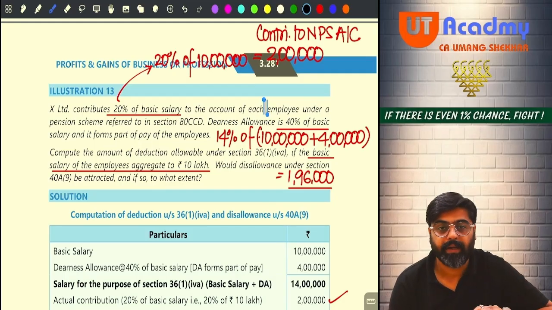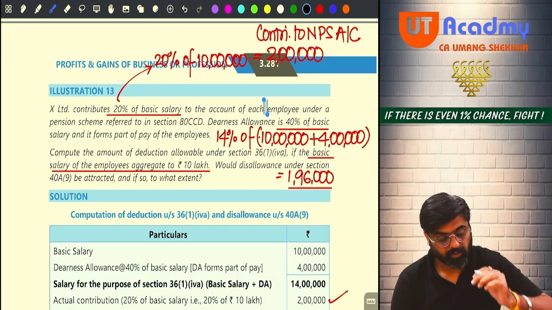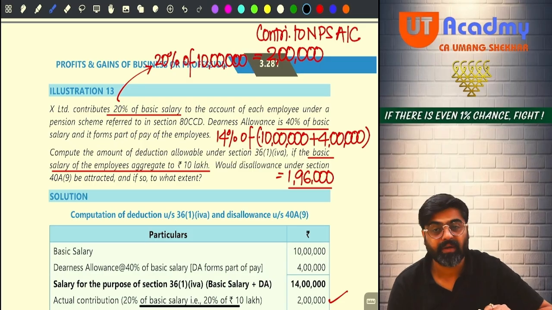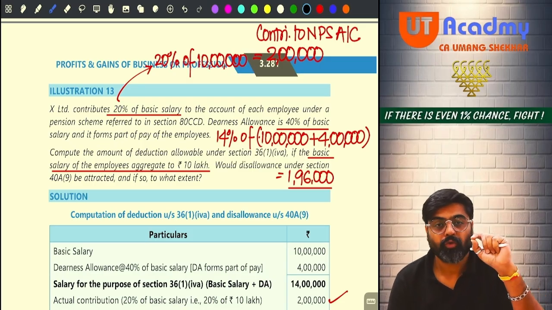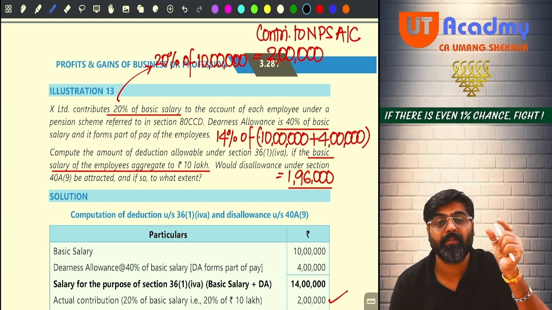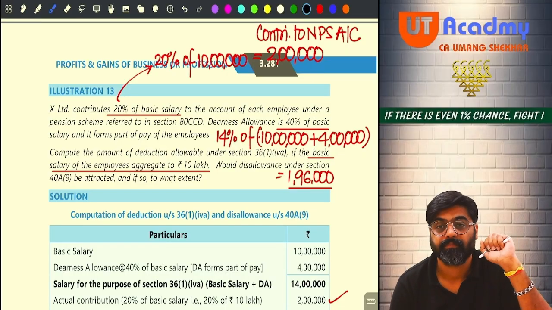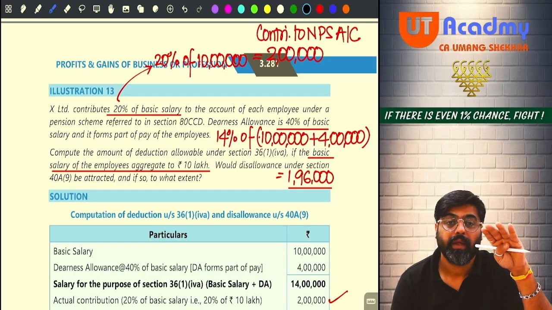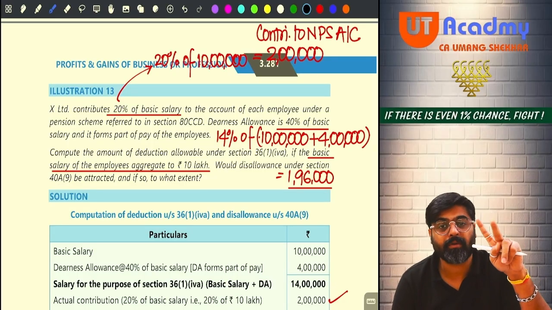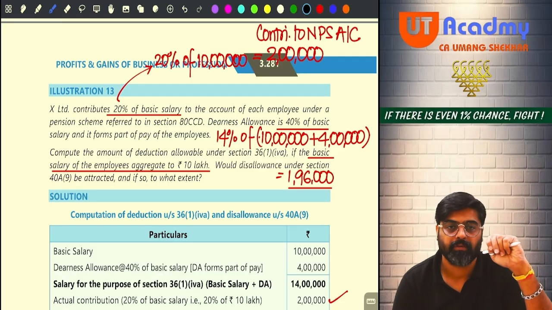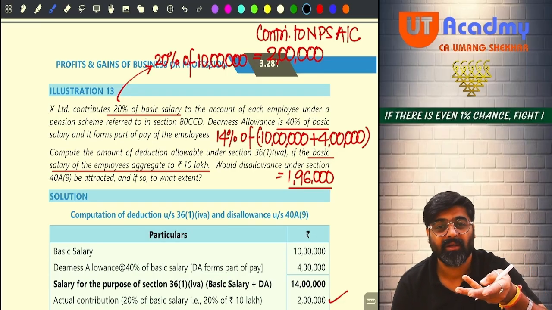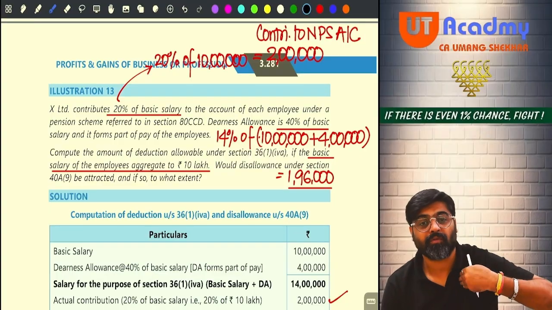X Limited contributes 20% of basic salary to the account of each employee under a pension scheme referred in section 80CCD. So the pension scheme which is referred in 80CCD, the name of that pension scheme is NPS, National Pension Scheme. Okay. So X Limited, the employer, is contributing 20% of basic salary of their employees to the NPS account of the employee, meaning contribution by the assessee to the NPS account of employees.